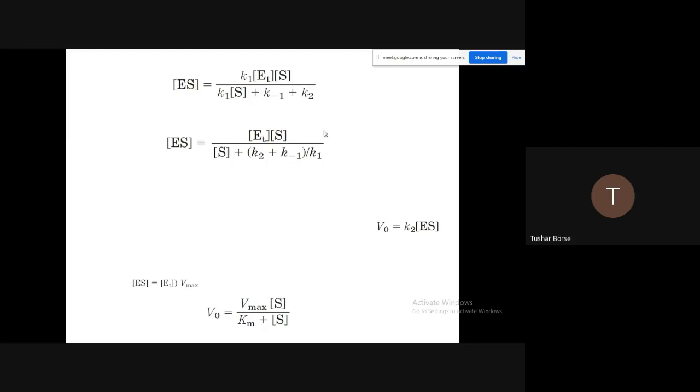These constants which we have gathered together are nothing but the Michaelis-Menten constant, which can be denoted as km. Although I have not put it here separately, instead of having these three constants, we simply call it km. So km is all the three constants which play an important role for the reaction to occur. So we get this equation where we have now calculated the value of the enzyme substrate complex as this particular formula.